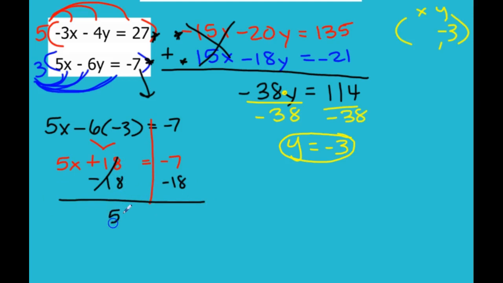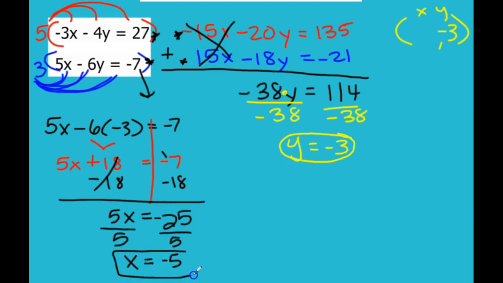Those eliminate, and we have 5x equal to, these are all negative, so same sign, add and keep. 7 plus 8 is 15. And then 1 plus 1 is 2, so we have negative 25. And then divide by 5. X equals a negative 5. 5 times 5 is 25. So x is a negative 5. So our answer right here, negative 5, negative 3, is where these two lines would cross if we were to graph them.